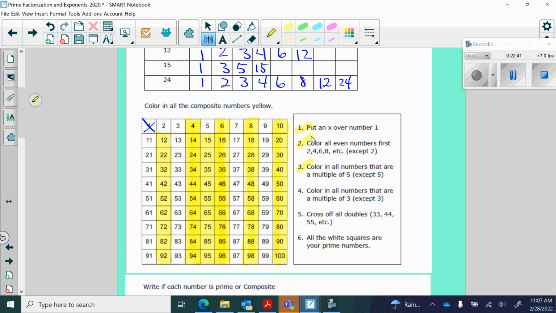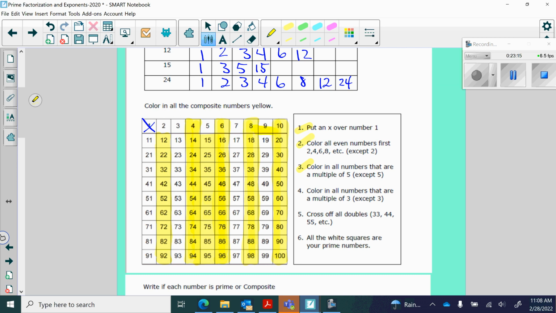Number 4, color in all numbers. Guys, listen, this is a really important one. Color in all the numbers that are multiples of 3 except for 3. Here is your rule for checking divisibility by 3, guys. All I need to do is add the 2 numbers together. If that number is divisible by 3, then the whole number is. So I'm just going to go through this. I'm going to be talking relatively quickly, but all I'm doing is adding the numbers together to see if I can divide it by 3, to know if I cross it off.